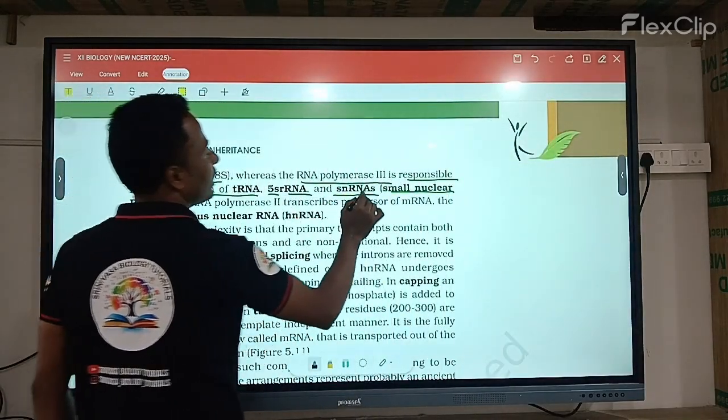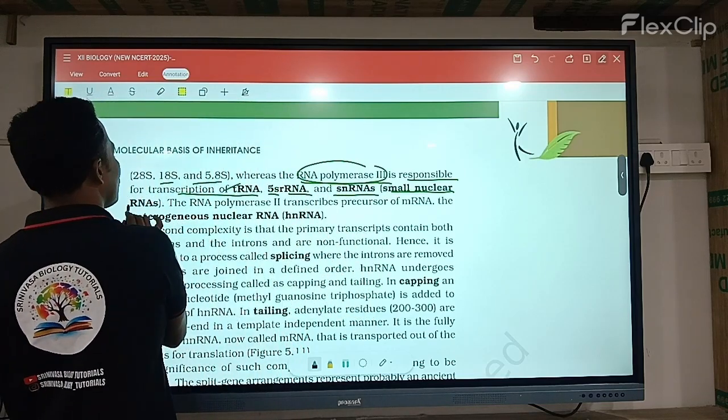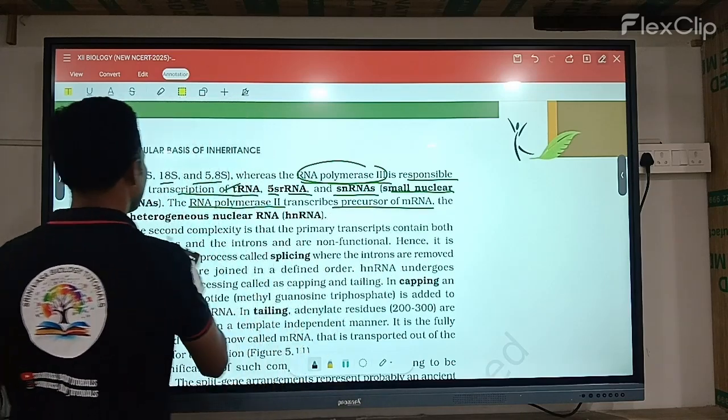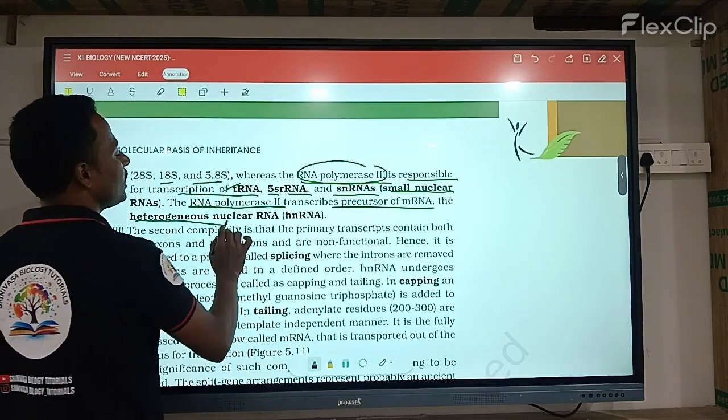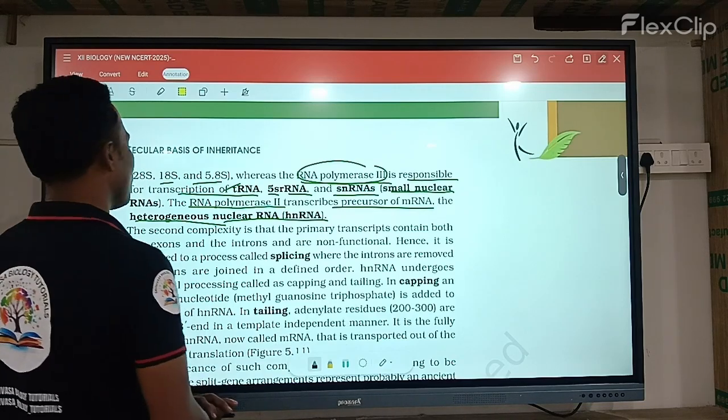Which one is that? That is RNA polymerase 2, that is in a tRNA. And the last one is what? That is RNA polymerase 2, that is in mRNA. That is called as what? Heterogeneous nuclear RNA. That is the heterogeneous nuclear RNA.